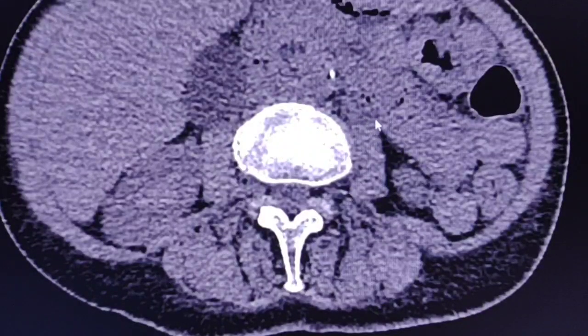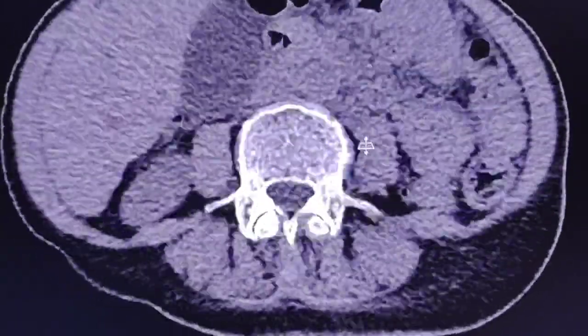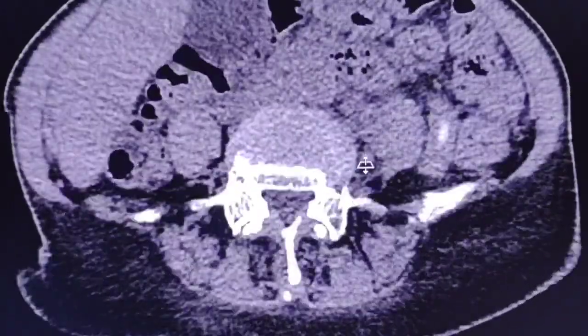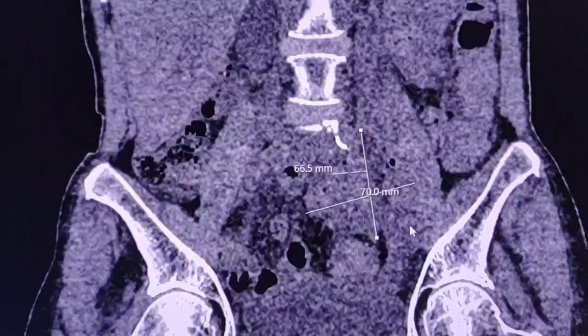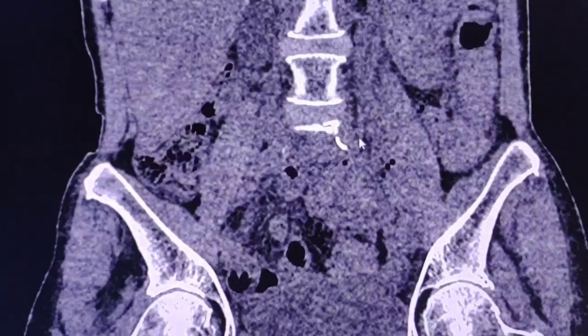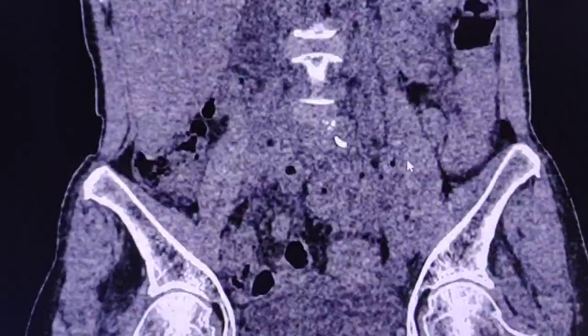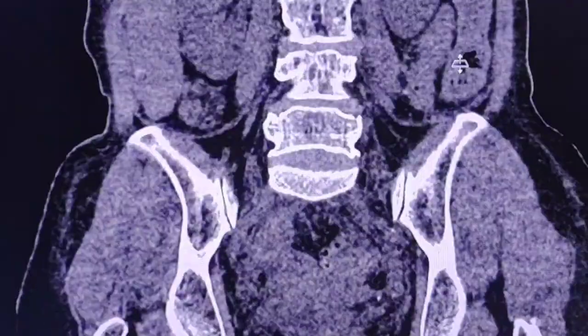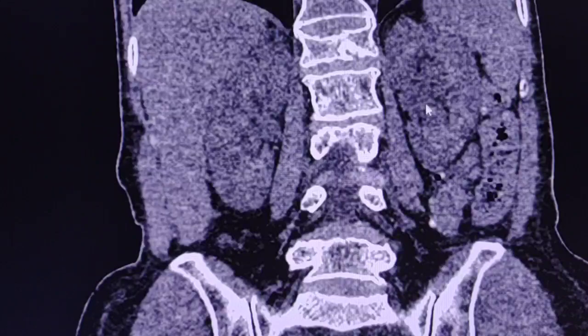We can see here the left ureter. It is dilated, and now at this point it is collapsed due to the presence of the abscess. Now let's see the abscess on coronal views. Here it is. You can see the asymmetric swelling of the left psoas muscle here. And here is the left hydronephrosis.